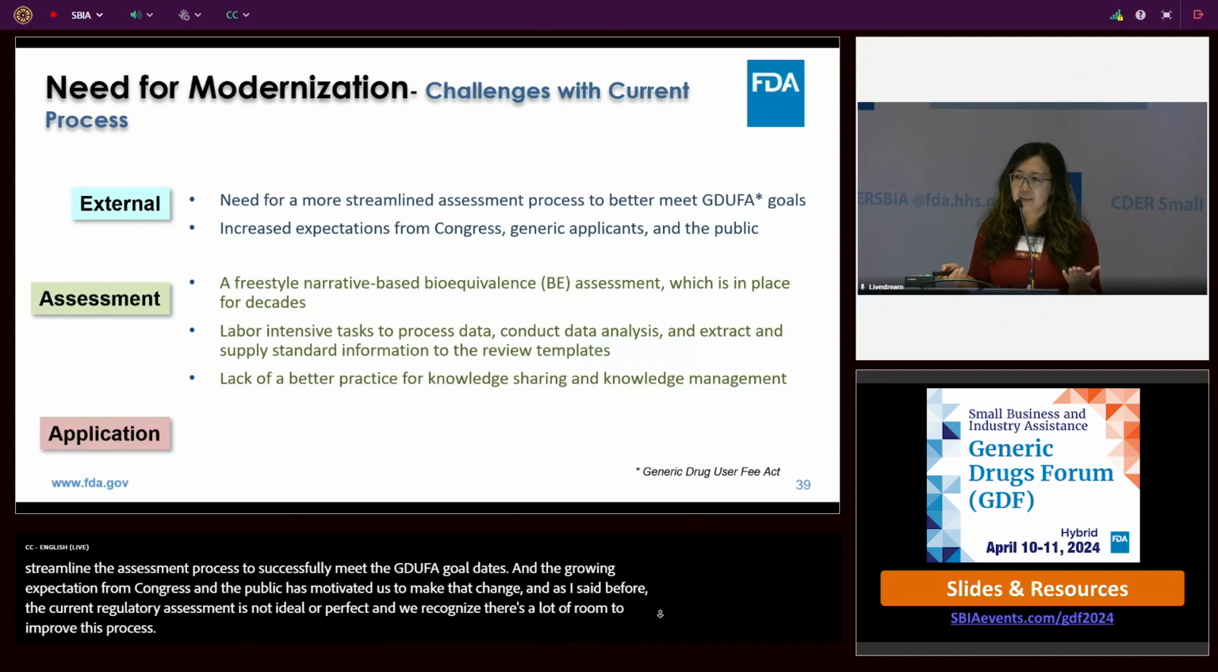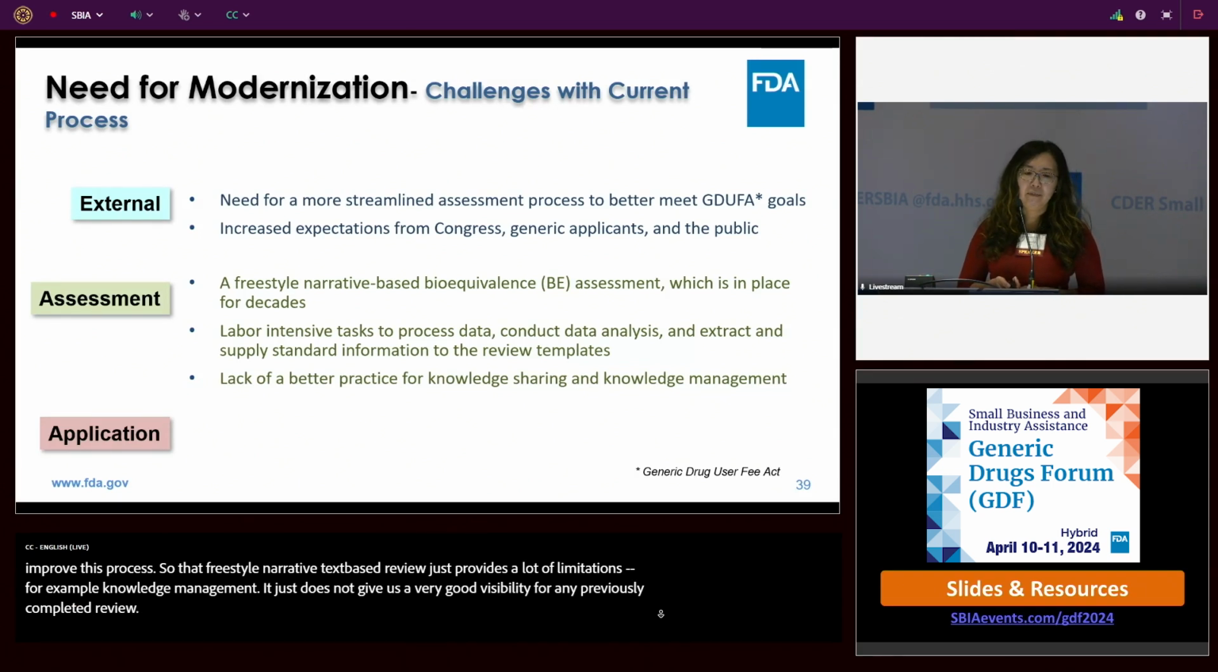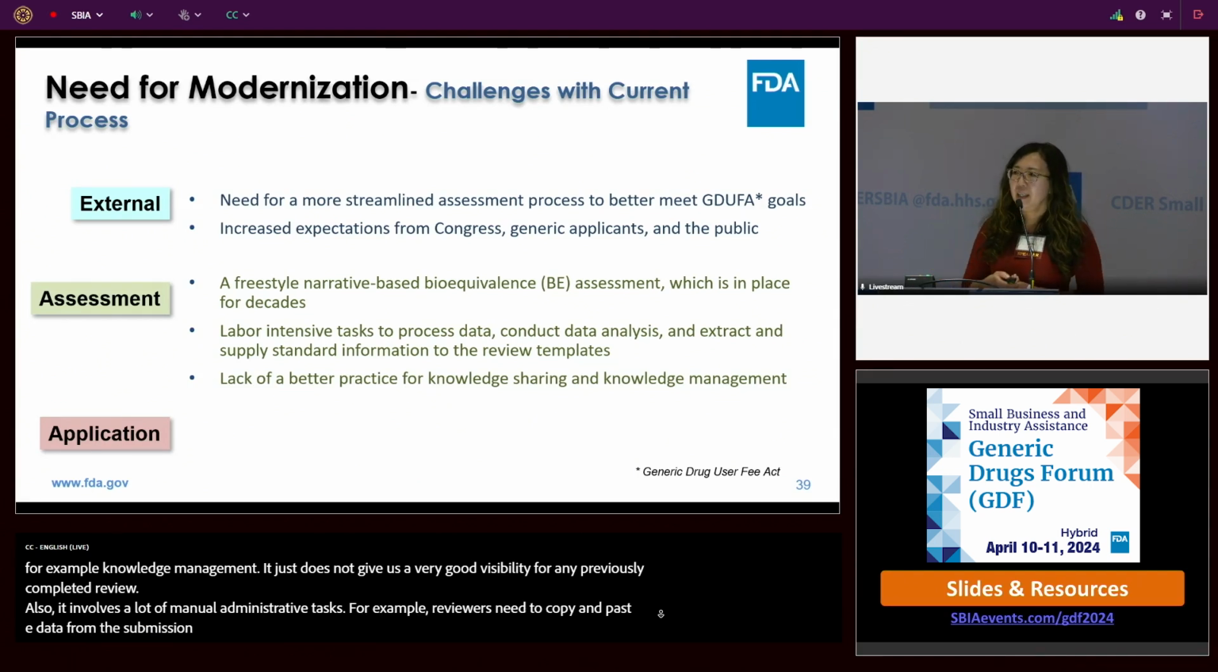The freestyle narrative text-based review just has a lot of limitations. For example, knowledge management doesn't give us very good visibility into any previously completed review. Also, it involves a lot of manual administrative tasks. For example, reviewers need to copy and paste data from the submission. Reviewers need to manually search databases in FDA data sources, right? So all of these need improvements.